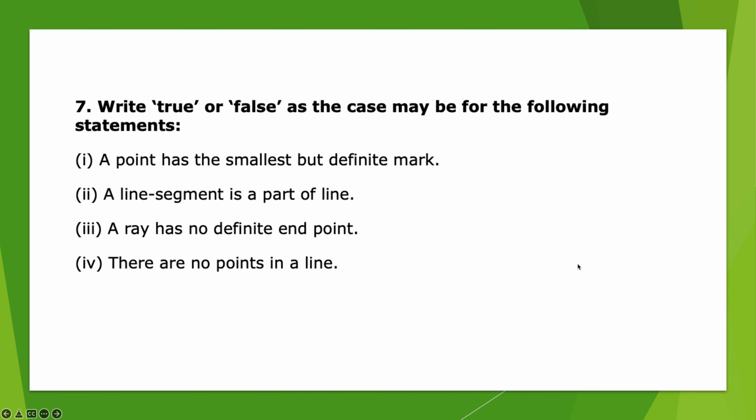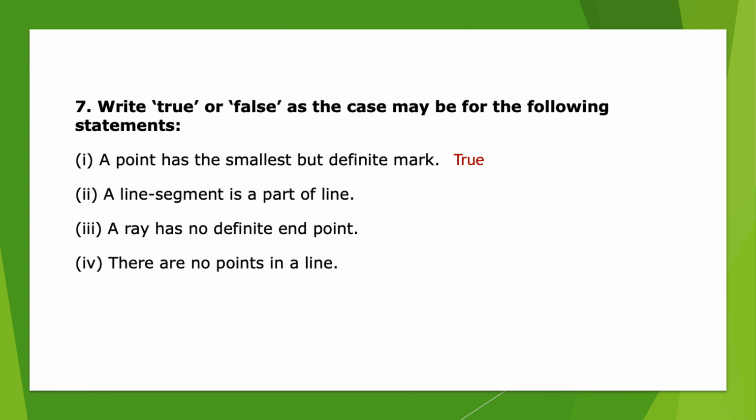Next up, write true or false, as the case may be, for each of the following. So I'm going to do stop and start now. You can do all 4 of these and then start the video back up again. Okay, a point has the smallest but definitely a mark. Well, that's what we call it, a mark. It's a little dot. That's true.